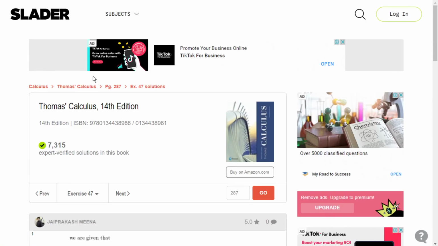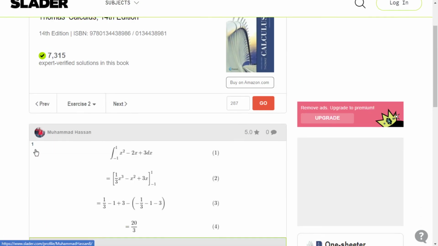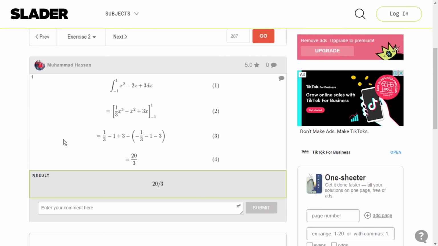Yes, solve question number 2. Fundamental theorem of calculus 2. Okay, I am waiting. And other students also. Okay, solve question number 2 and give me the answer of this. What is the answer of question number 2?